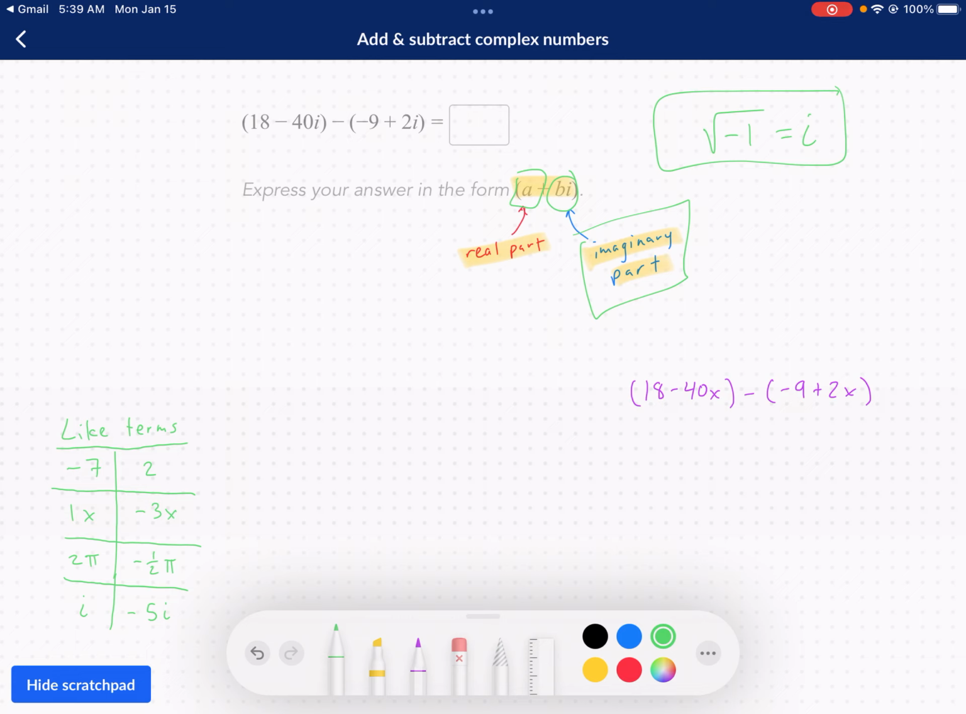Now, I want to draw your attention to this area of my screen, like terms, where you see that if you have a -7 and a +2, those are like terms. If we add those two together, we would get -5. 1x and -3x, those are like terms. We couldn't combine them with something like 3y because x is not like y. Pi terms are like terms. And then we have i. So i and a -5i, those are like terms. But these separately cannot be combined with each other. So that's important to note.